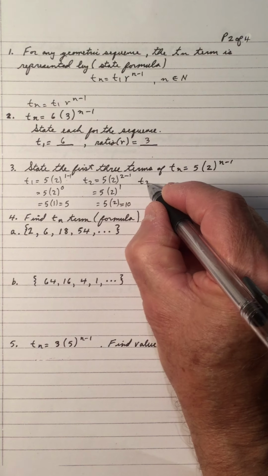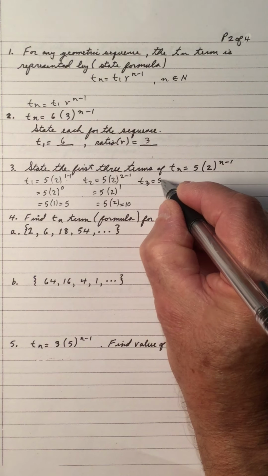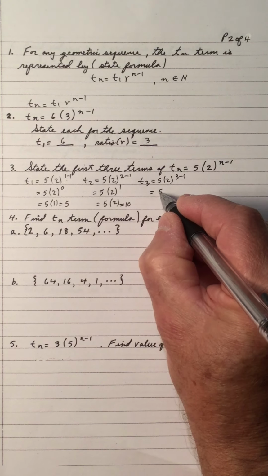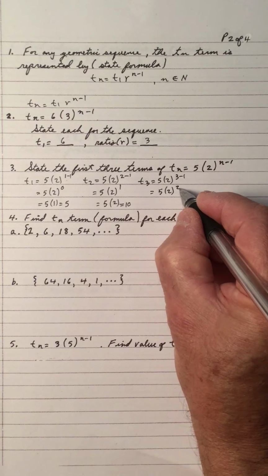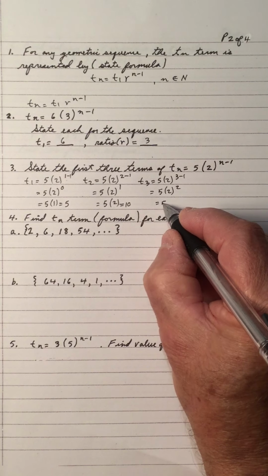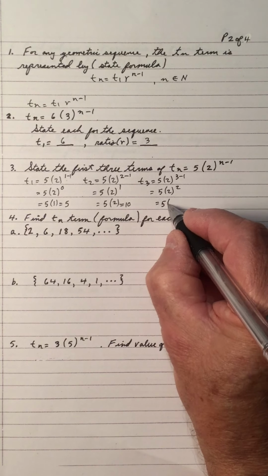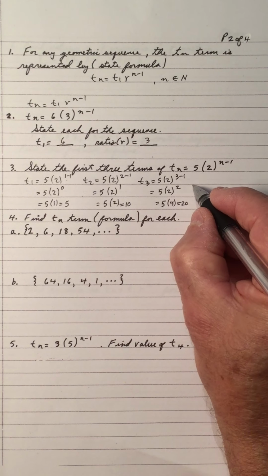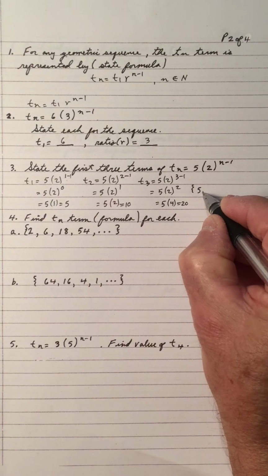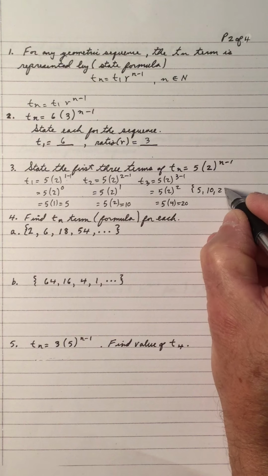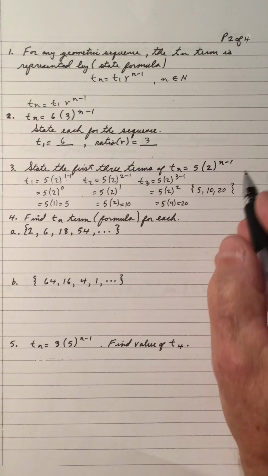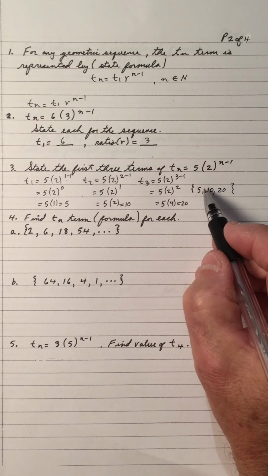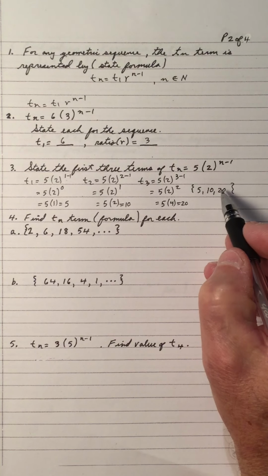So T3 would be 5 times 2 to the 3 minus 1, and 3 minus 1 is 2. Again, you've got to work your power first. So 2 squared is 4, so that gives us 20. So the first three terms are 5, 10, and 20. And notice it's going up. The first term is 5, and you're going up by a ratio of 2. 5 times 2 is 10, 10 times 2 is 20.